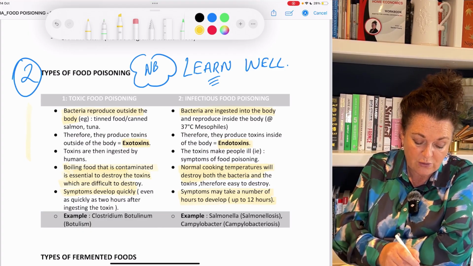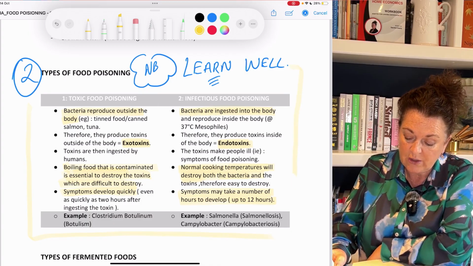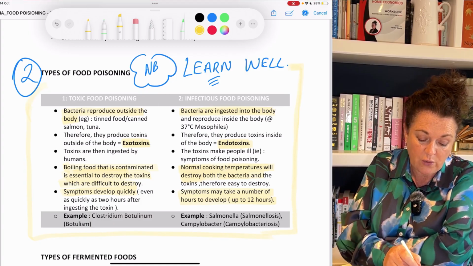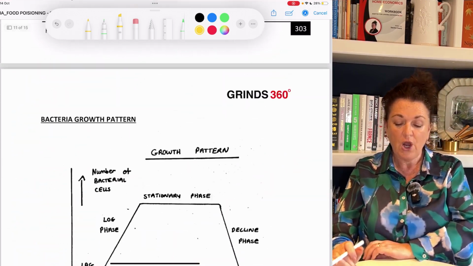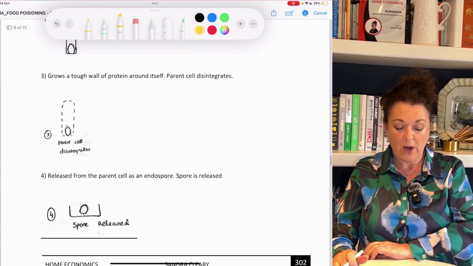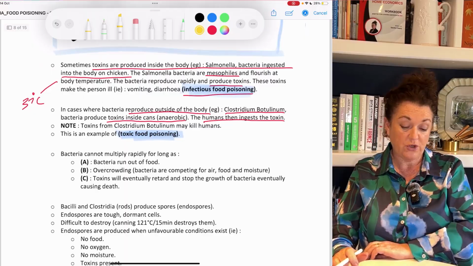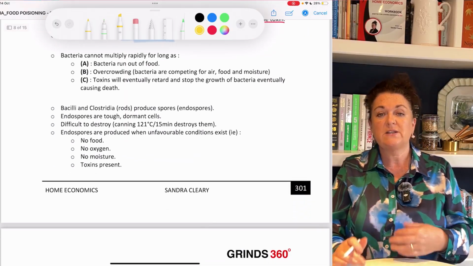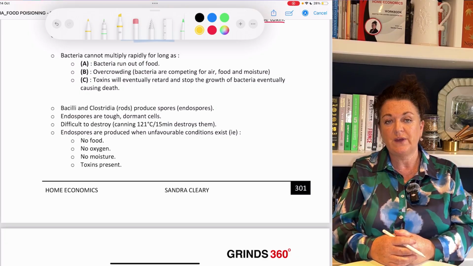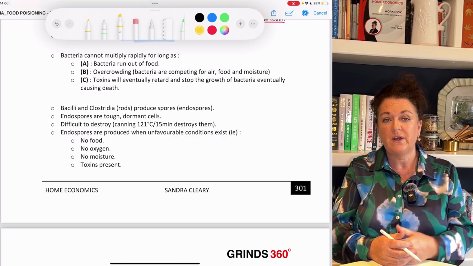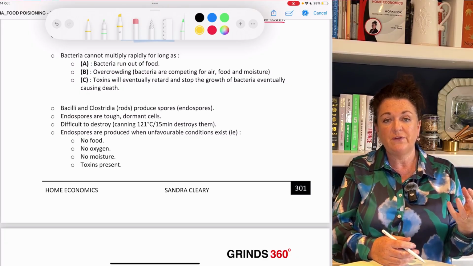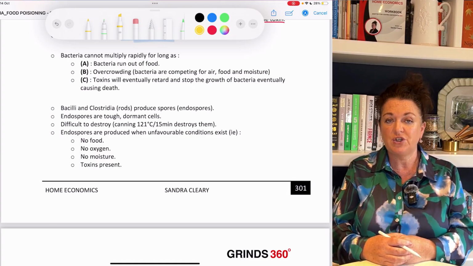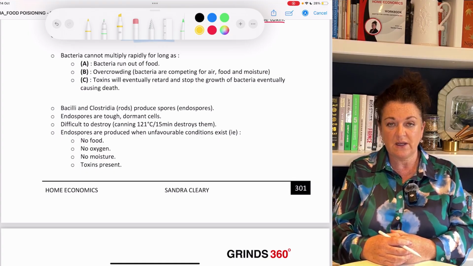So just to make sure that you know the two types, and what you have in that table there will cover you well. Right, going back to our handout, or chapter I should say, here. So that's what the toxins can do. They can bring about food poisoning, infectious food poisoning if the toxins are made inside the body, toxic food poisoning if we ingest the actual toxins themselves.